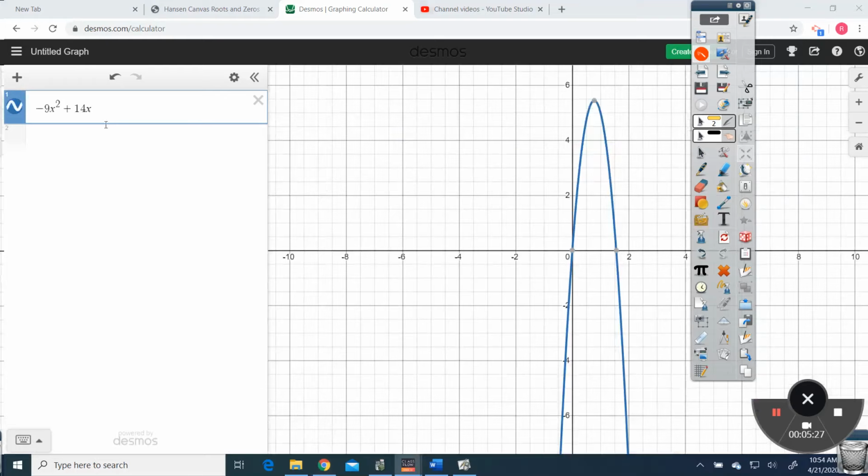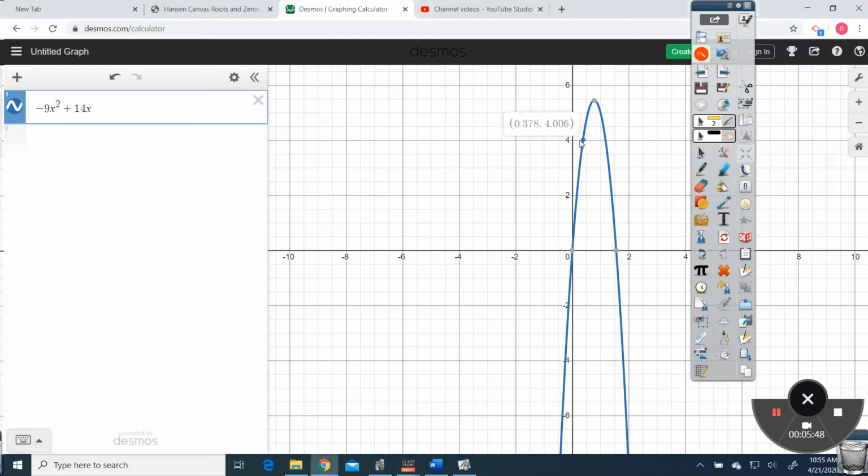Okay, so I've come to my Desmos calculator. I've typed in negative 9x squared plus 14x, and I'm looking on here. The question said, how many times does it cross the 4-foot threshold? Well, here's the 4-foot threshold. It crosses it here and here, so it crosses it twice.